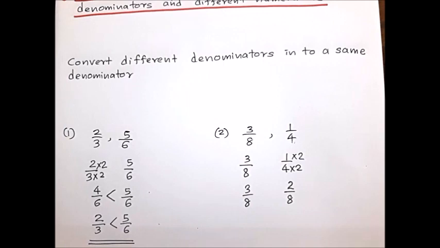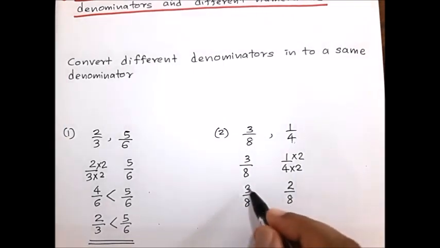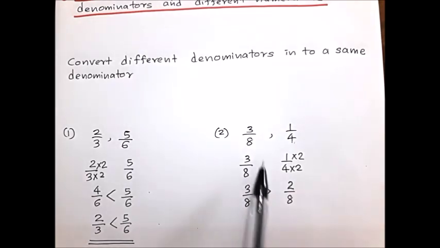Now which one is the larger one? 3 is greater than 2. So this fraction is greater than this one. Again write these two fractions. 3 over 8 is greater than 1 over 4. This is the answer.